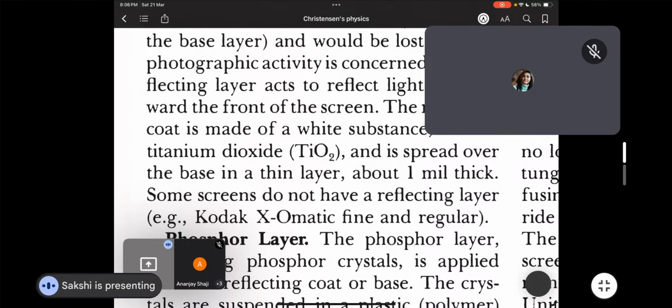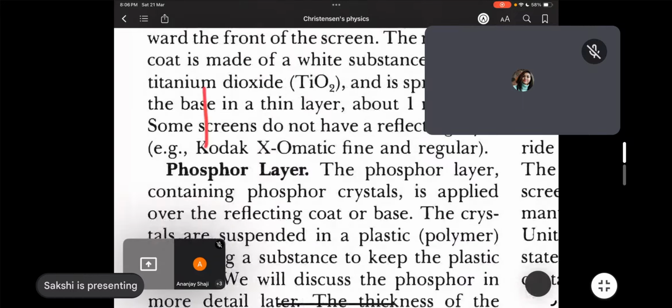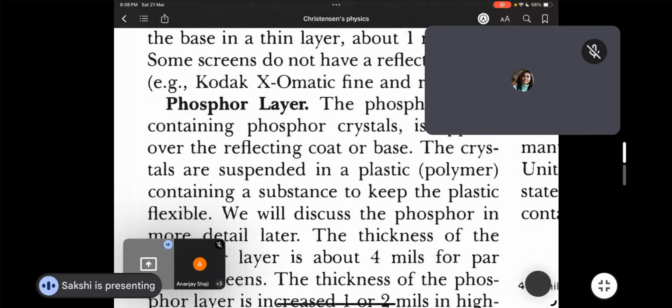Thickness is 1 mil. So you just write it equals to 1 mil. This is not very important, but sometimes in some rare situations. Once you're done with writing, let me know.